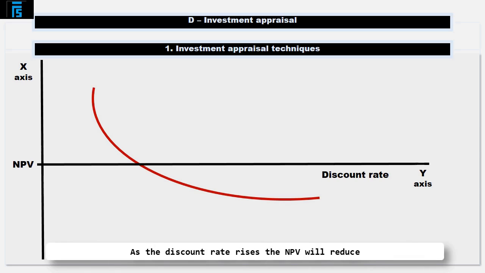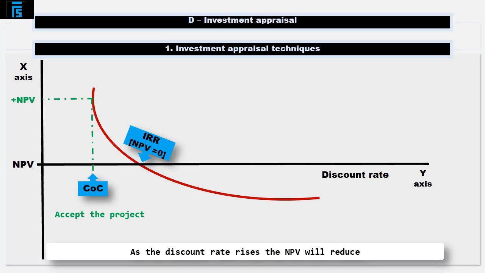The more heavily we discount future flows, the less they are worth in present value terms, and the lower the NPV becomes. The IRR is where this curve crosses the x-axis. This is the discount rate where NPV equals 0. The way we interpret the IRR is as follows. If the IRR is greater than the cost of capital, then we would accept the project, because this implies that at the cost of capital, the project has got a positive NPV.